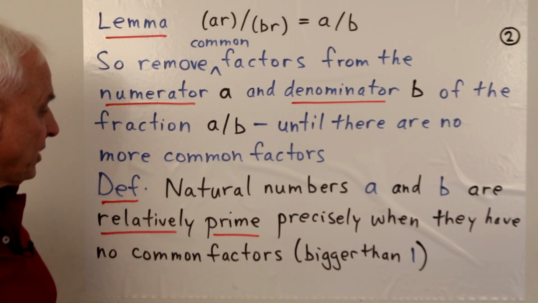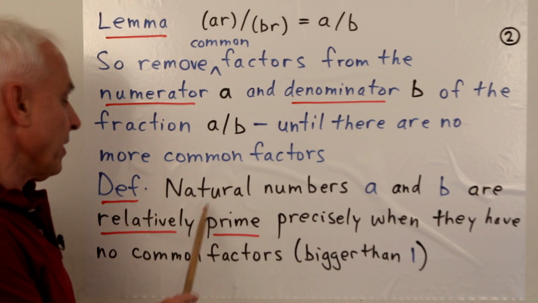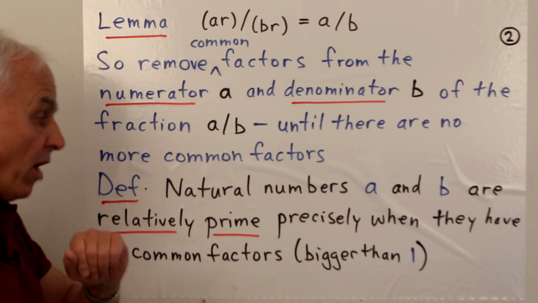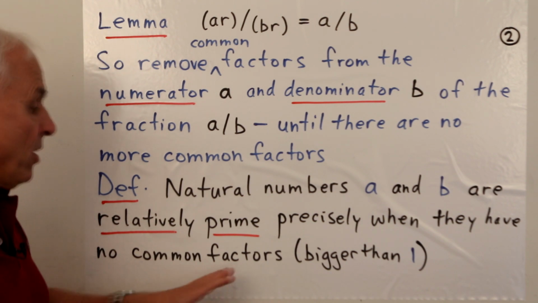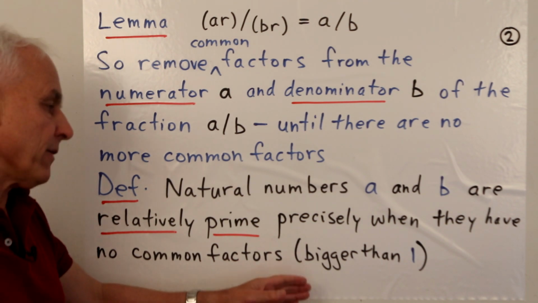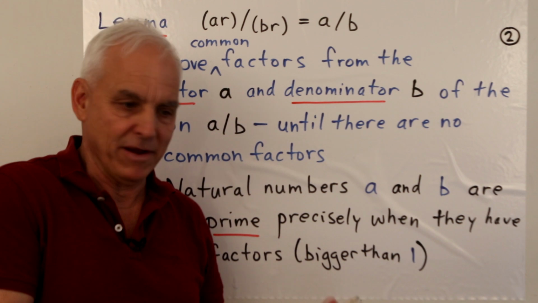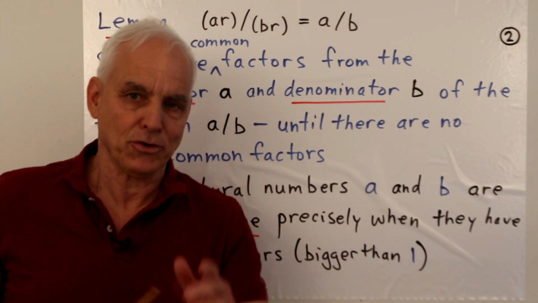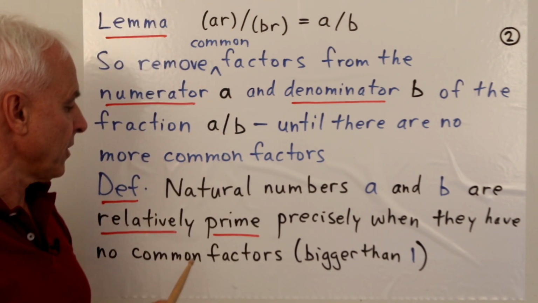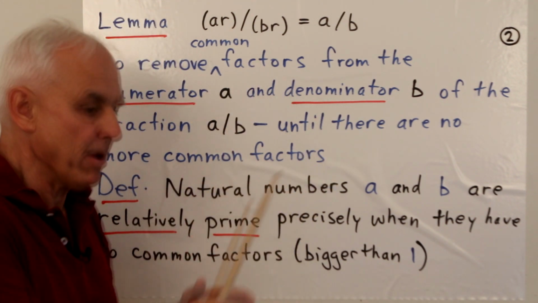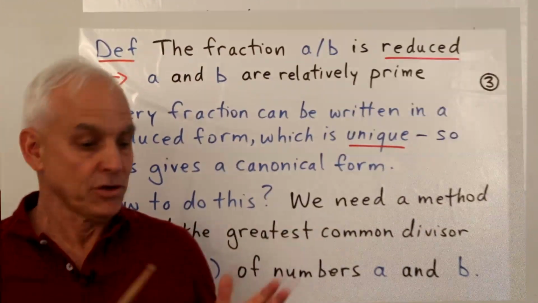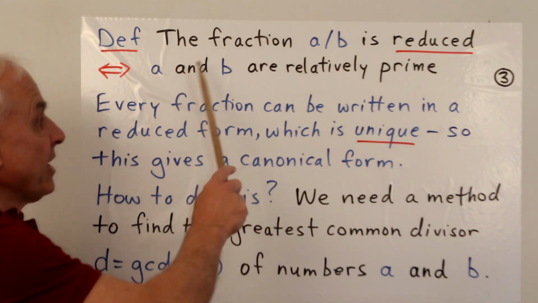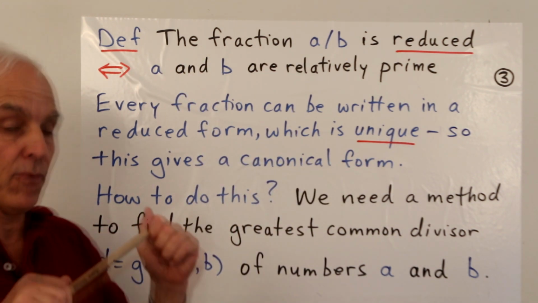Okay, so this leads us to the natural concept of a relatively prime pair of numbers. So natural numbers a and b are relatively prime precisely when they have no common factors. And of course, technically speaking, bigger than 1, because 3 and 4 do have a common factor of 1, but we're obviously not going to include that. So we have this notion of relatively prime, a pair of natural numbers. So now we can make the definition that the fraction a over b is reduced precisely when a and b are relatively prime.